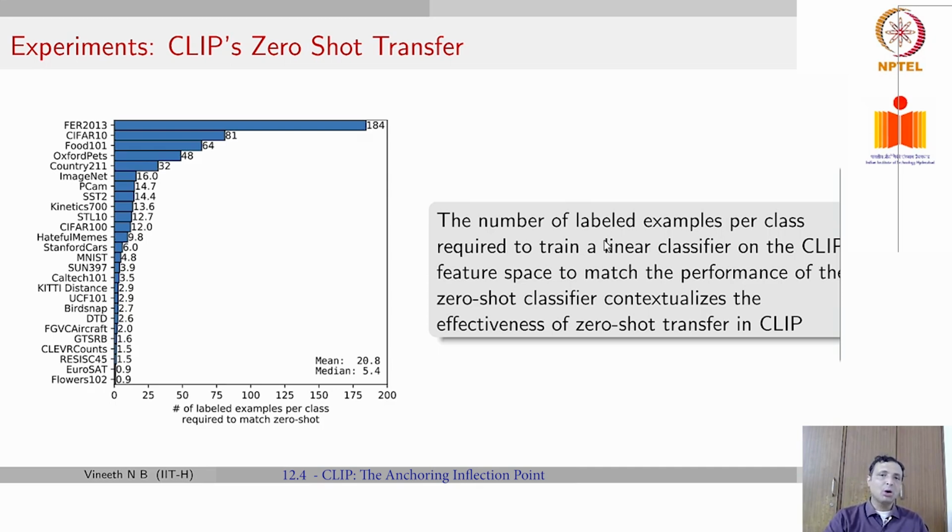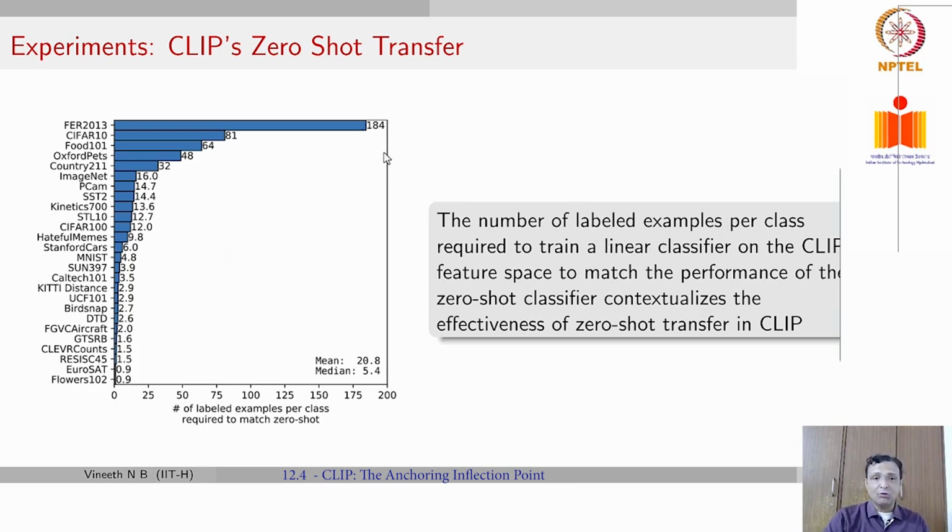We already spoke about how CLIP does zero-shot classification. Now imagine that we took the CLIP feature vectors, the image feature vectors that we get. Now you train a linear classifier on those CLIP features. How many images did you need on each of those zero shot classes to match your original zero shot accuracy itself? That's what was measured in this experiment.